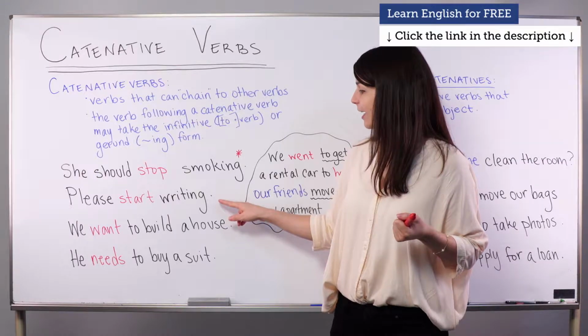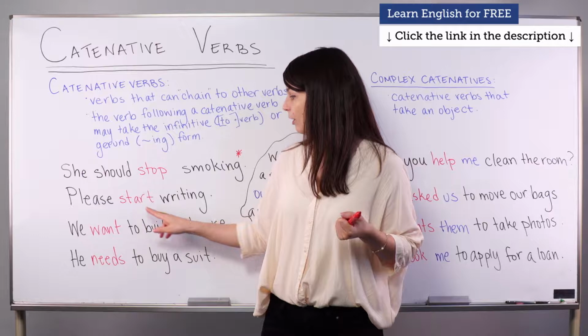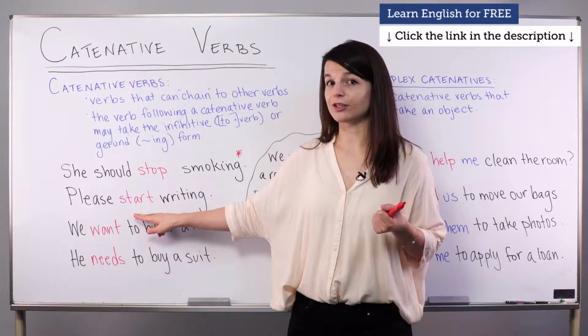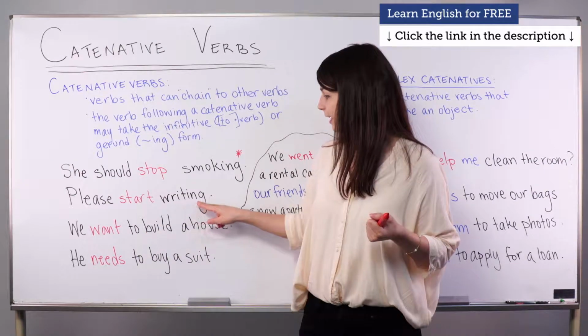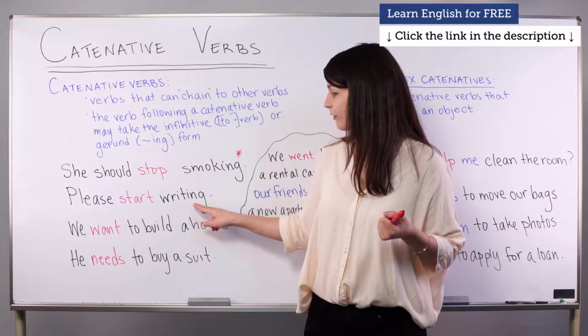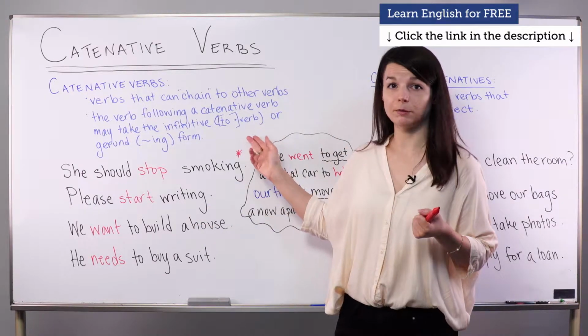Another example with the ing form, the gerund form. Please start writing. So start is my catenative verb. It chains to the next thing. Writing is the second verb, the verb we use to follow it. So this is in the ing form. Let's look at 2 more examples that use the infinitive form.